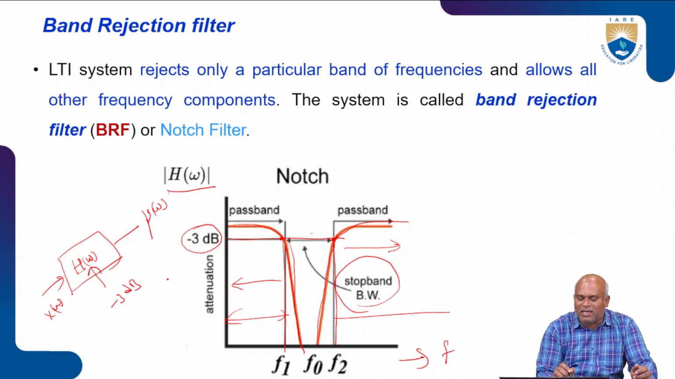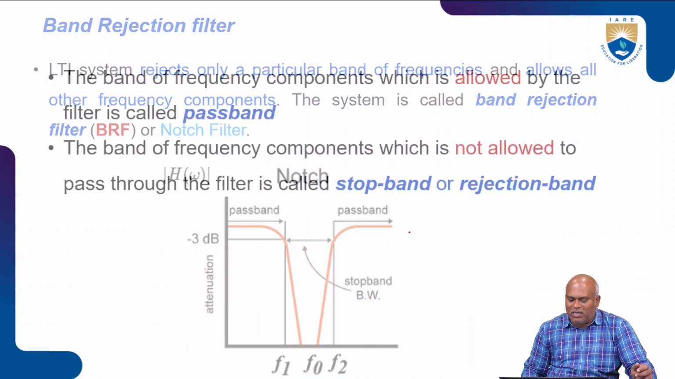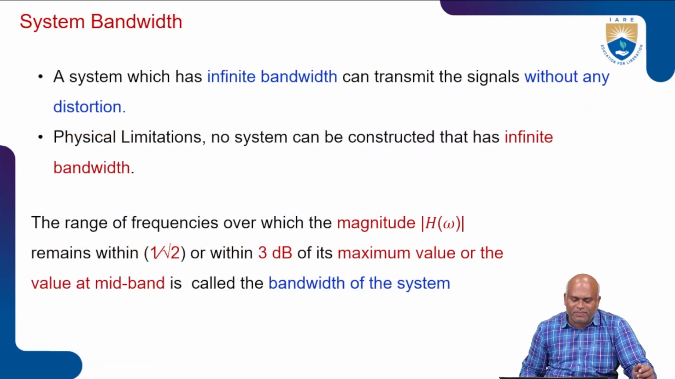So the attenuation is 3 dB. Then, looking at the band rejection filter, the attenuation is 3 dB. We can identify two kinds of pass bands: one is the lower pass band and the other is the higher pass band. See the system response.